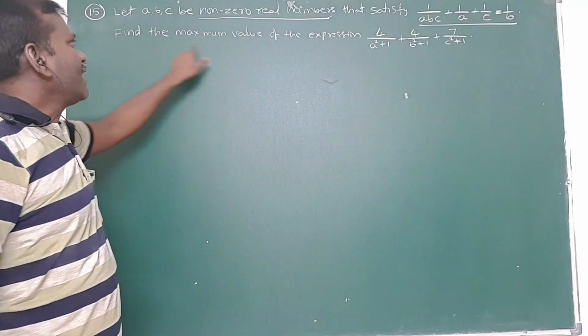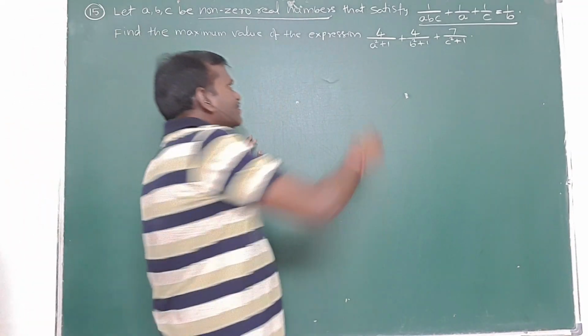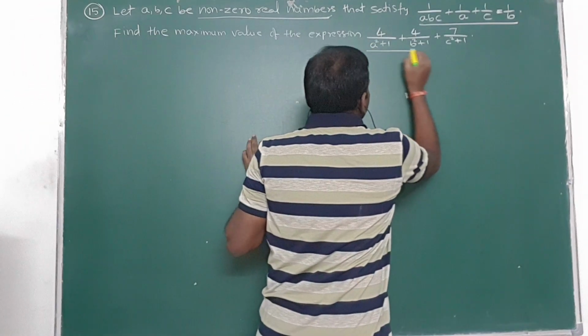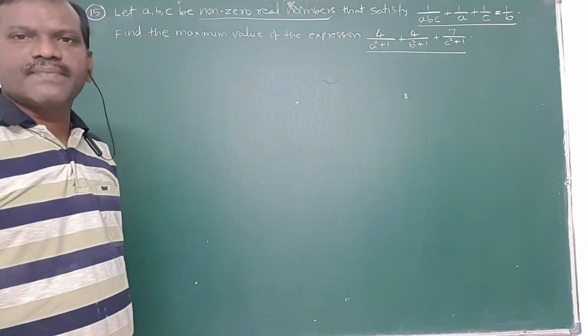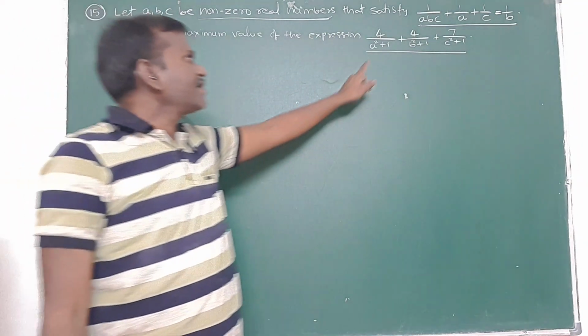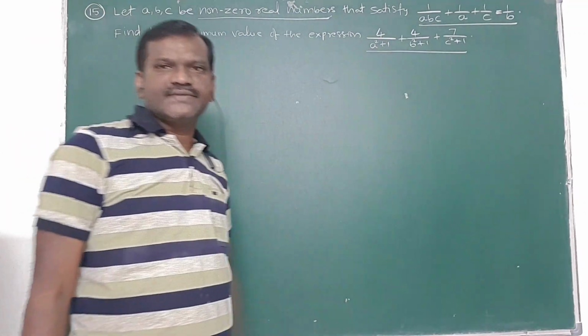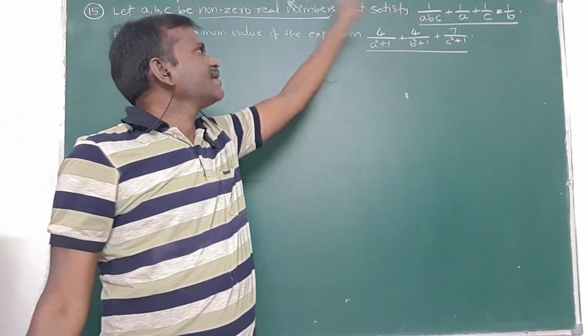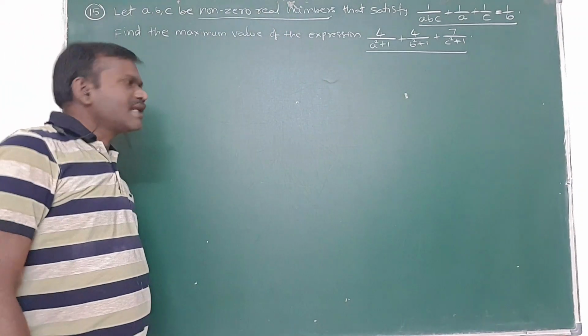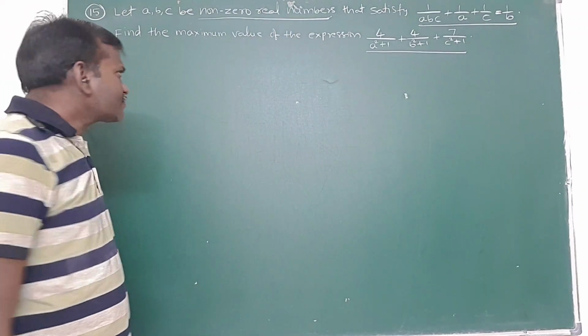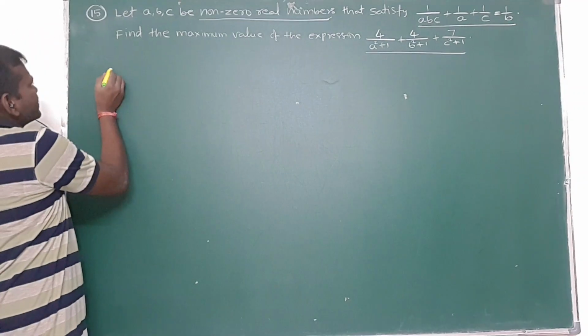So find the maximum value of the expression 4 by a square plus 1, plus 4 by b square plus 1, plus 7 by c square plus 1. So we have to find the maximum value of this expression based on the relation between a, b and c, where a, b, c are non-zero real numbers. That is the question.